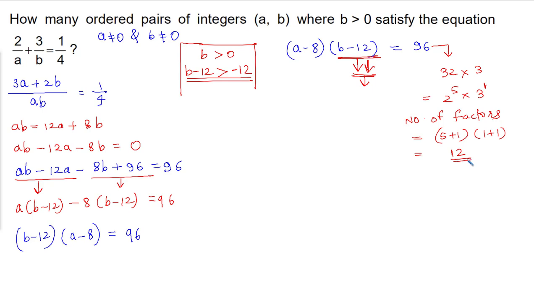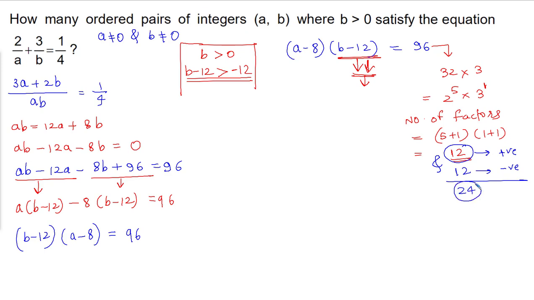So over here (a - 8)(b - 12) = 96, means b - 12 is a factor of 96. These are the 12 values b - 12 can take. Along with these 12 values, b - 12 can take 12 other values, these are positive values and these are negative values. So the value of b - 12 can be positive or negative. Total 24 values b - 12 can take.